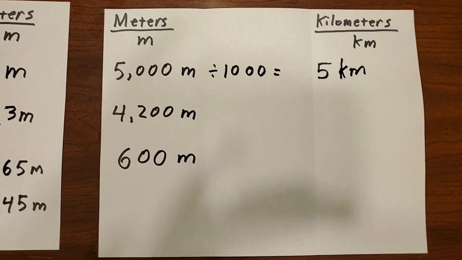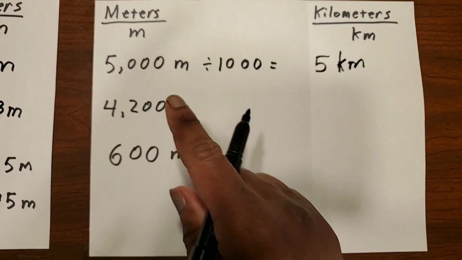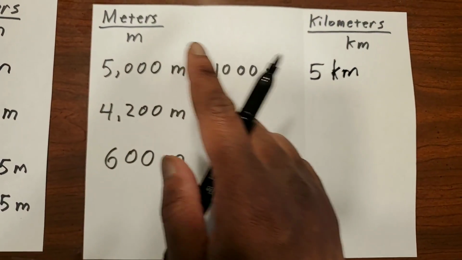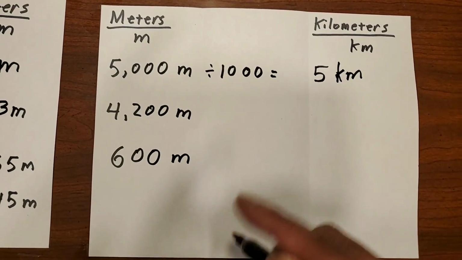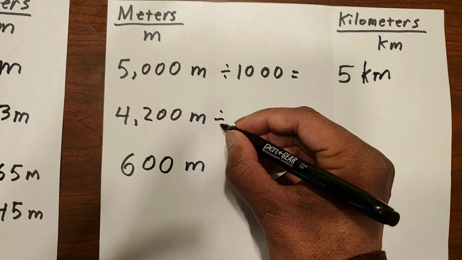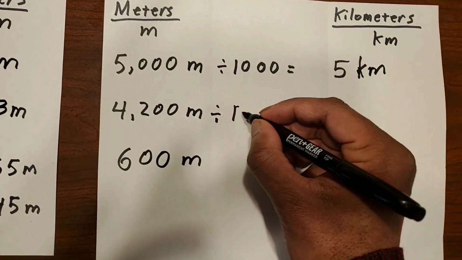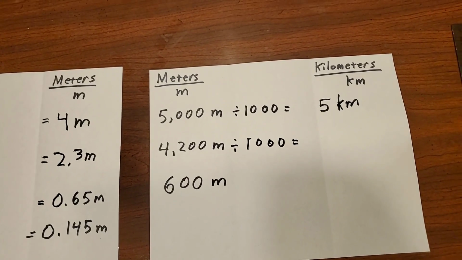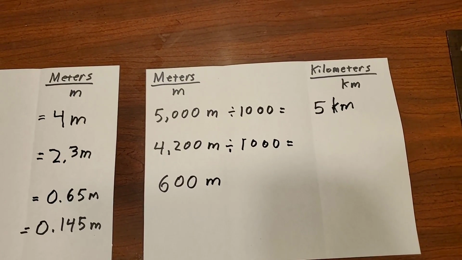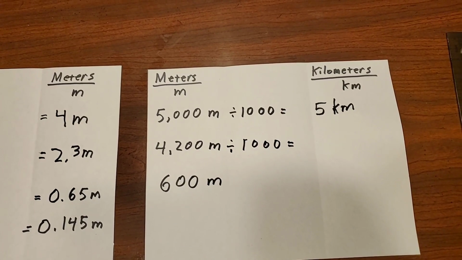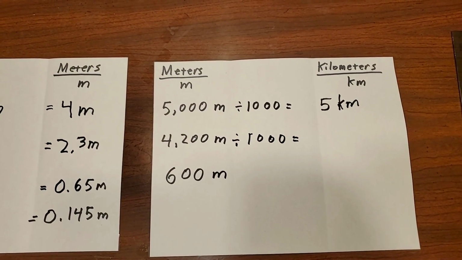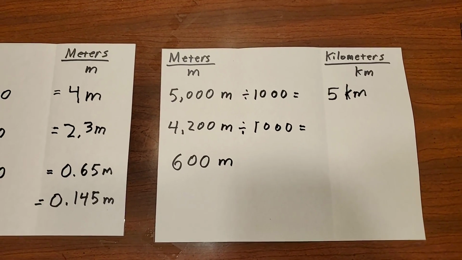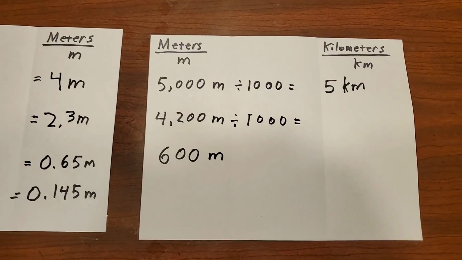Let's try 4,200 meters. What are we going to do to turn 4,200 meters into kilometers? Once again, how many meters does it take to make a kilometer? It takes 1,000. So you're going to take 4,200 divided by 1,000. With your calculators, with your brains, or with the decimal strategy, which we'll go over in a minute, what is the answer? 4,200 divided by 1,000 on your calculator.